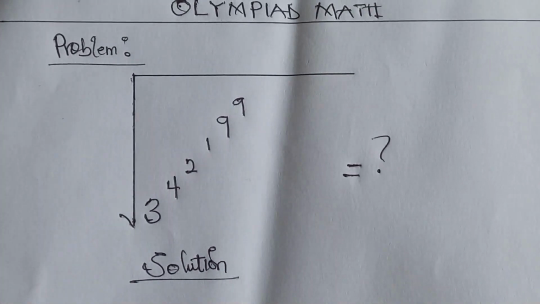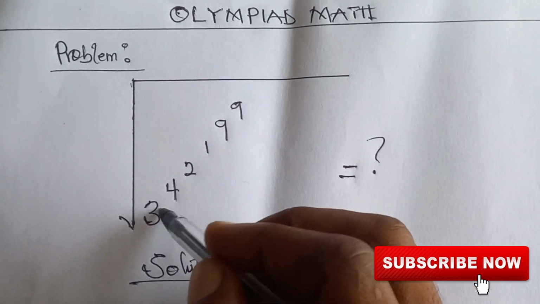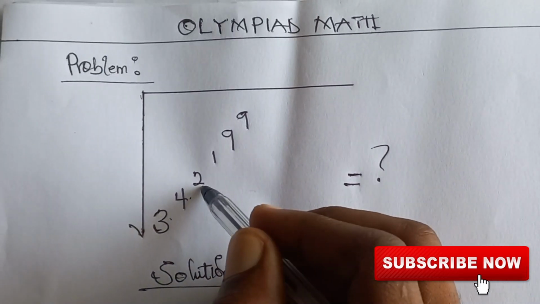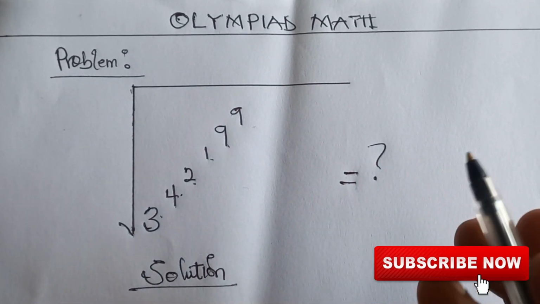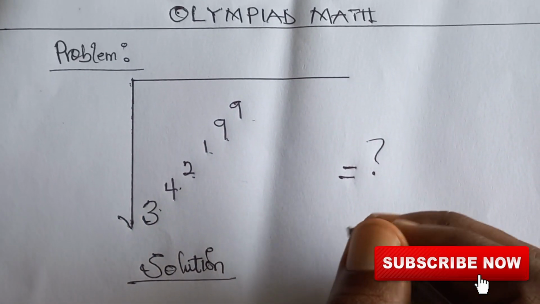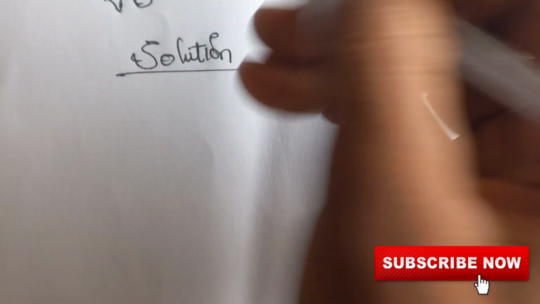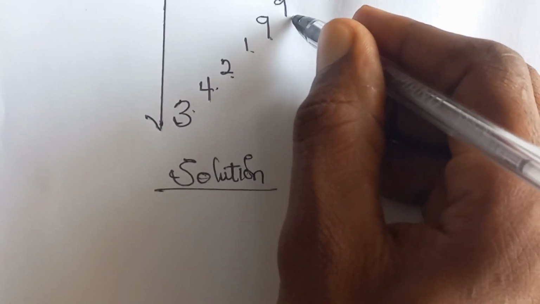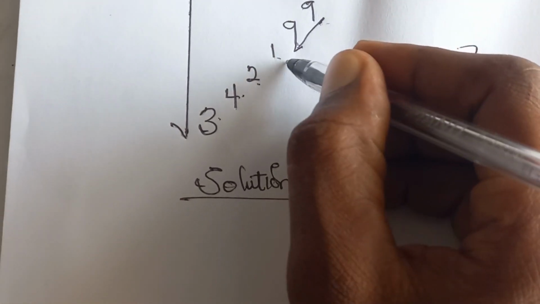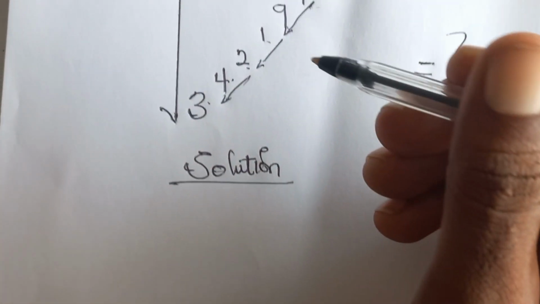So we are looking at this Olympiad math question. We have the square root of 3, exponent 4, exponent 2, exponent 1, exponent 9, exponent 9. Okay, so we have to solve this. For us to solve this, we need to solve it from the exponent, from this to this, like this. So this is how we are going to do it.